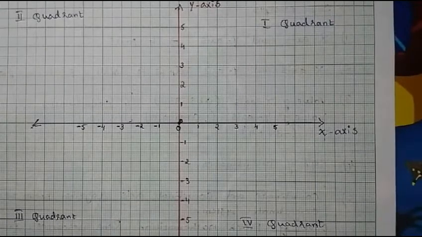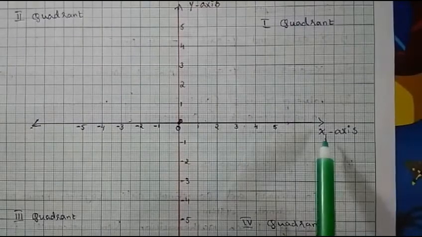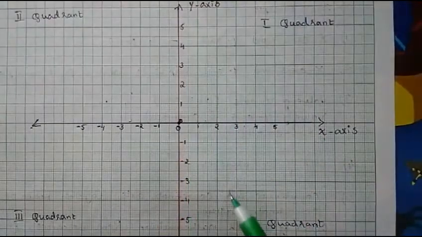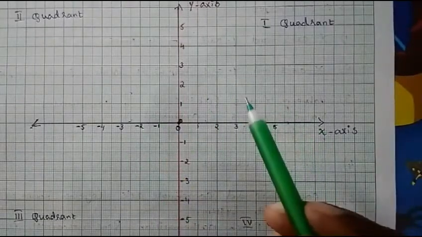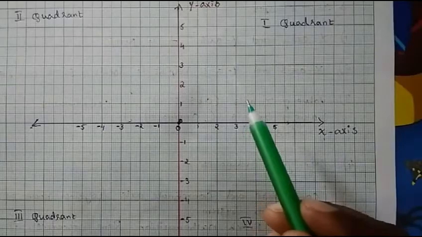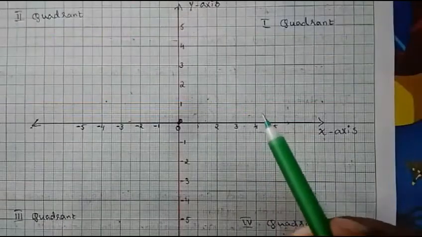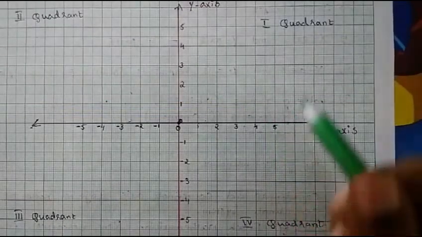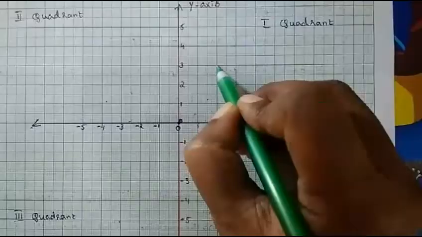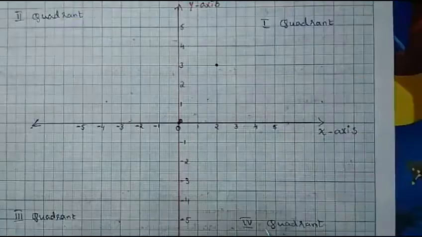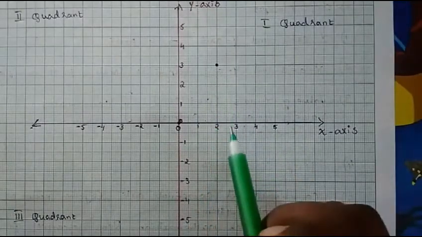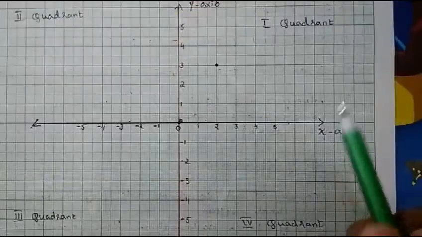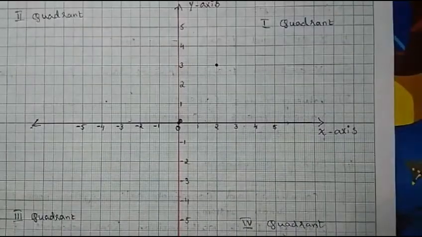Now for what purpose do we need this? Here we have the x-axis and y-axis, and they are called a reference. When we want to locate a point in this plane, we need some reference. For example, there is one point here, and I want to locate this point. To locate that point we need some reference, so we make use of the x-axis and y-axis as reference.